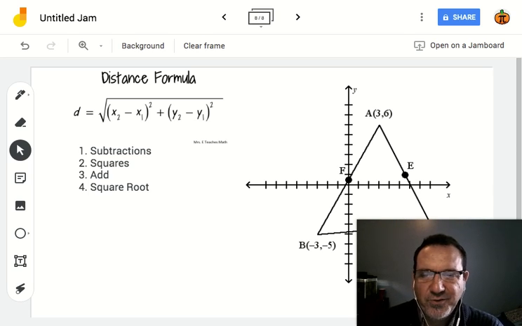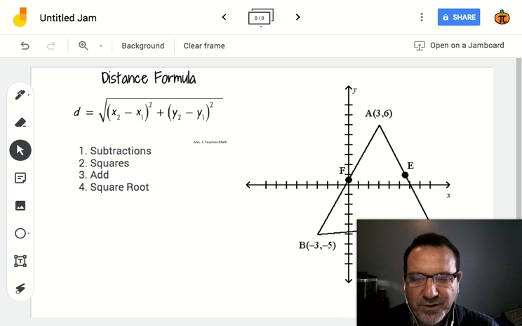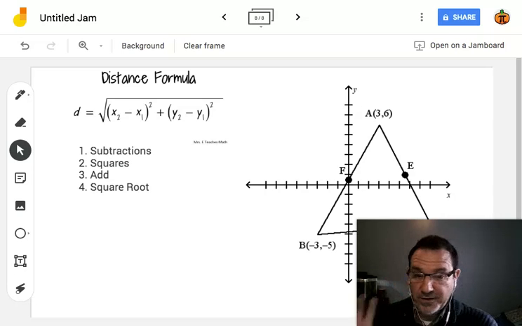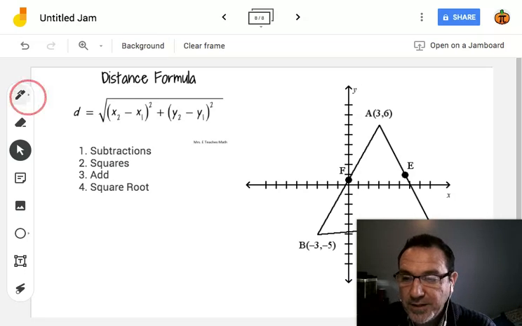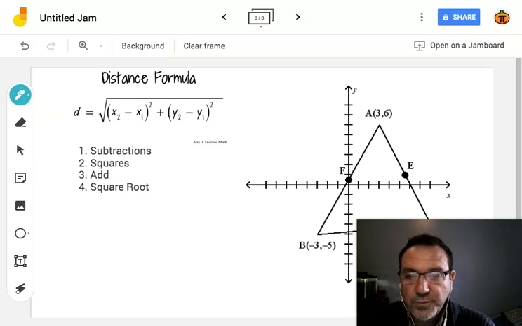I just want to show you a quick example of how we use the distance formula. I was trying to help one of you earlier and got cut off, so I figured I better make this video for you so you still get that help. So the distance formula is telling us how far apart 2 points are.